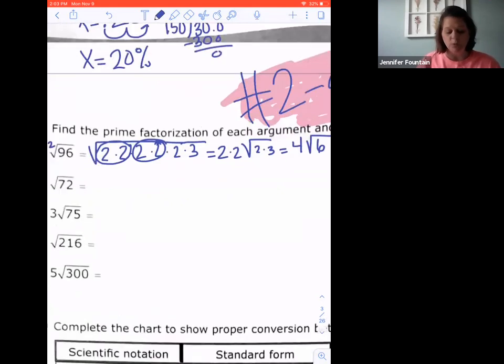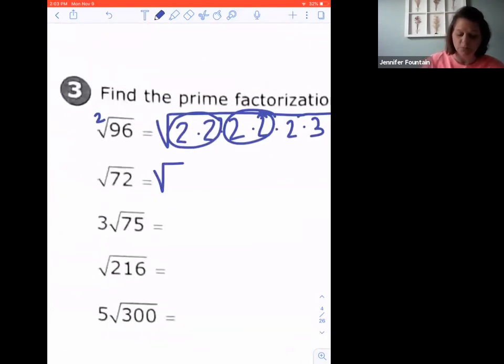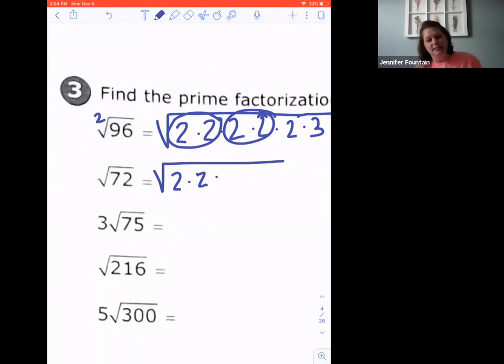So let's look at the square root of 72. Again, I'm going to start with my smallest prime factor, which is 2. And half of 72 is 36. Half of 72 is 36. 36 divided by 2 is 18. 18 divided by 2 is 9. And so 9 is not even, so I can't divide by 2, but that will be 3 times 3.